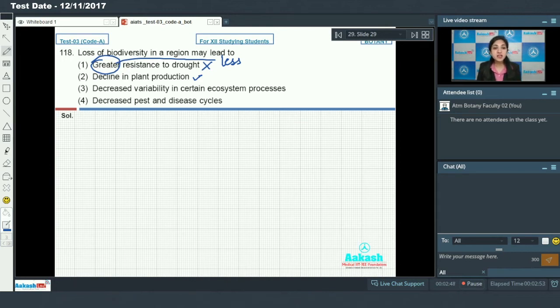Decreased variability in certain ecosystem processes. Variability here is the lack of fixed pattern, lack of consistency. So there is increased variability. So this is incorrect. Decreased pest and disease cycles, no. There is increased pest and disease cycles. So out of these, option number 2 is correct. There is decline in plant production when there is loss of biodiversity in any region.